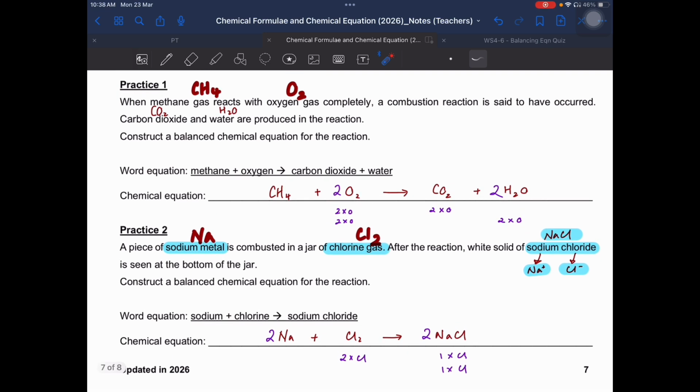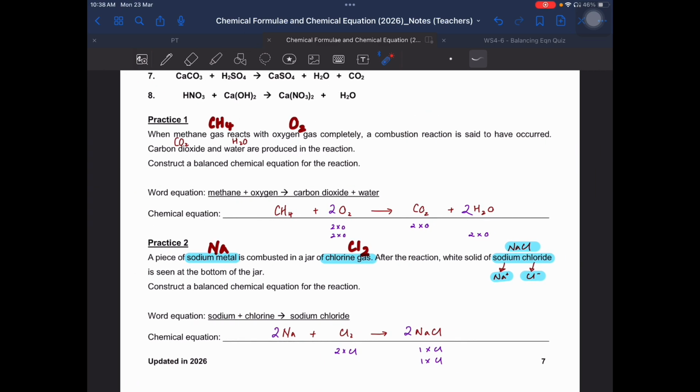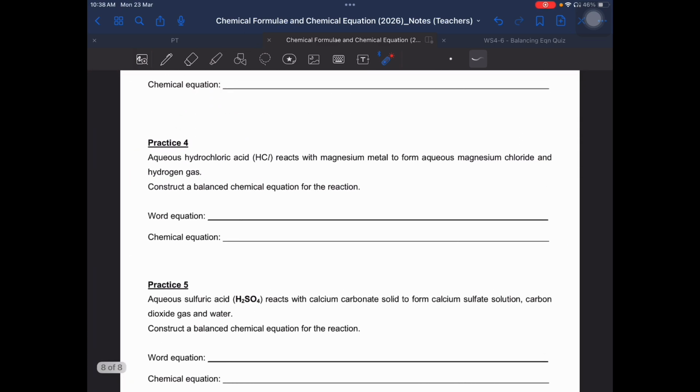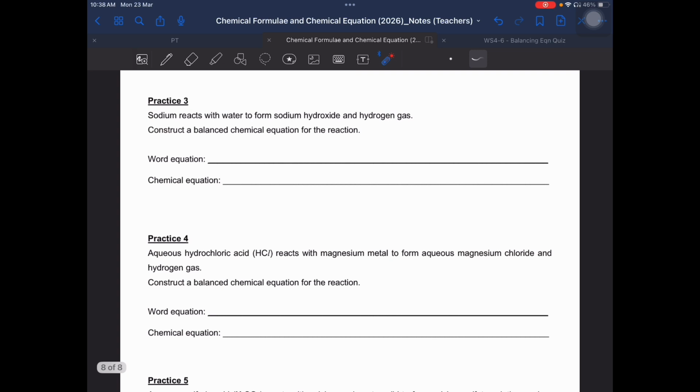So if your foundation is not strong at this point, I will really encourage you to try to recap all your formula, right? All your ions, all the covalent substance, so that you are very clear about what is the formula first. If not, you will have a lot of issue with equation. Right, so let's move on to the last 3 examples here, 3, 4, and 5.